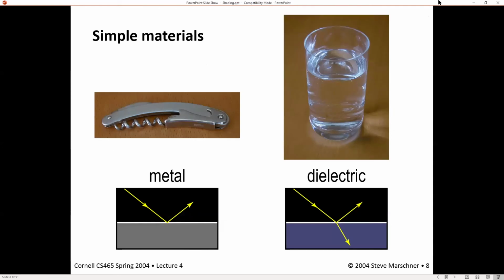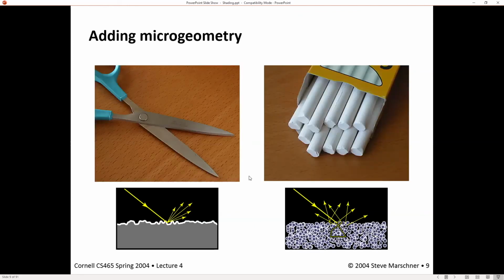So let's look at the simple reflection of light off of a surface. If we just have a metal surface, a light ray comes in, and if it was a perfect mirror, the light ray bounces off in a reflective direction. And if we have something transparent, the light ray comes in, some of it bounces off in a reflection, some of it transmits through the surface.